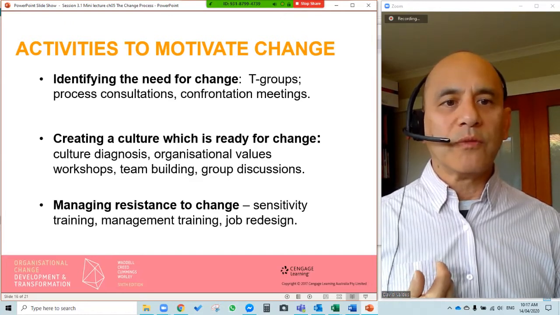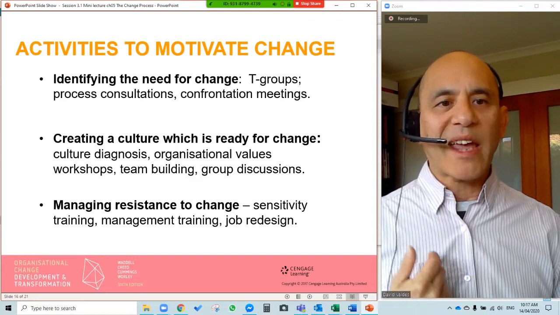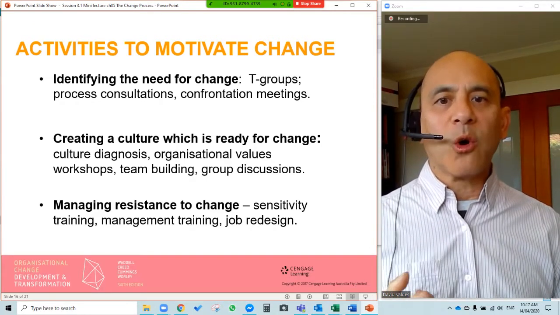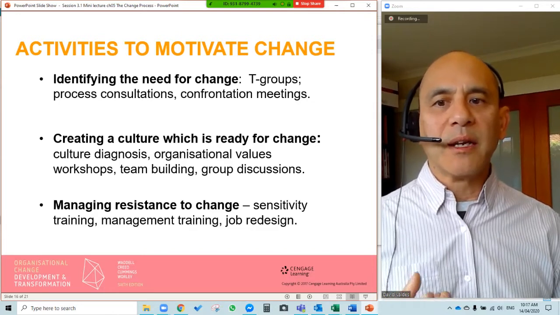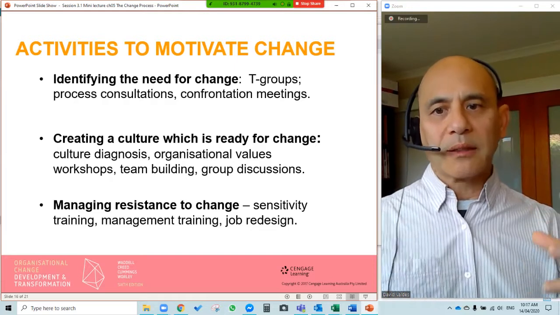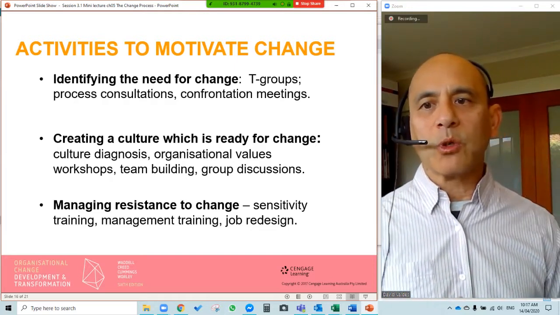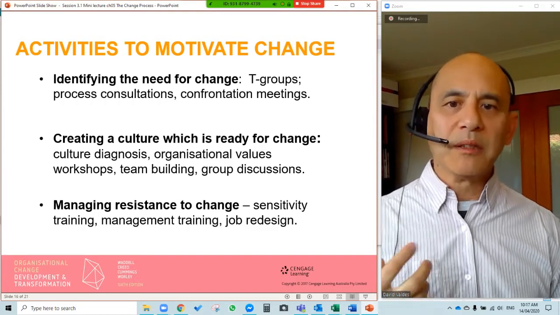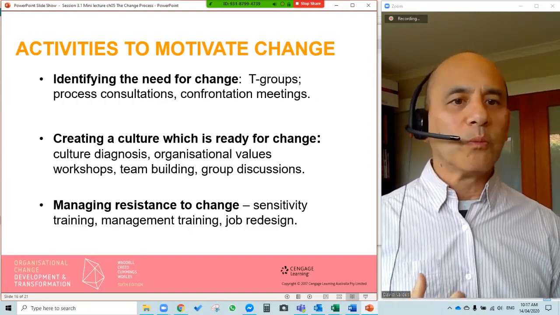Another is stressing the values of the organization. If we value excellence, or if we value commitment to a cause, or commitment to an objective, then we need to have workshops within the organization that develop that set of values. Team buildings can also be done to help build culture, and also group discussions.